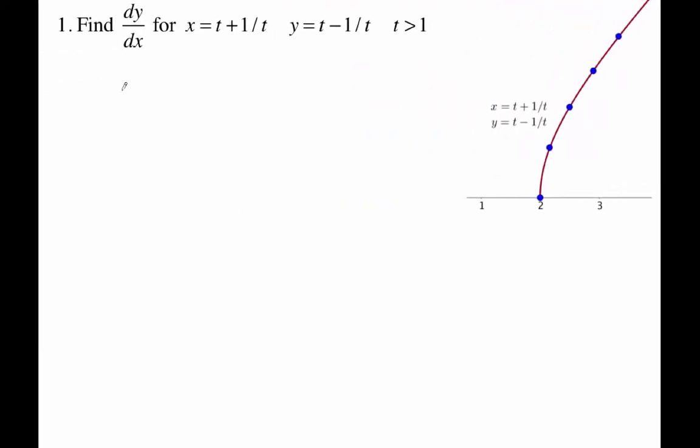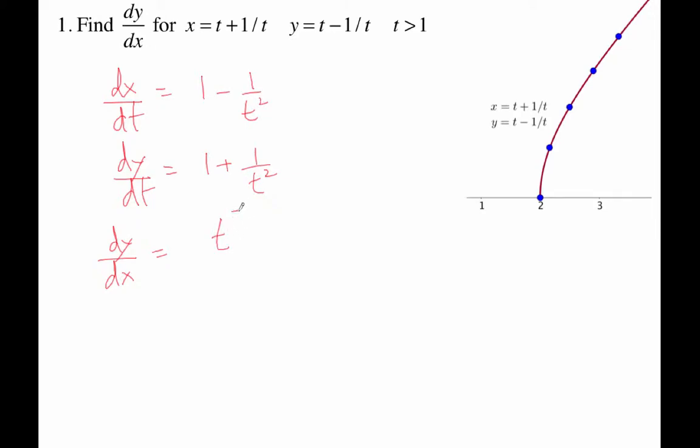We can use the formula that we just derived for finding the value of dy by dx for this hyperbola. As a first step, let's take dx by dt. Well, that's 1 minus 1 over t squared. And similarly, dy by dt, that's 1 plus 1 over t squared. And so obviously dy by dx, which is the ratio of the two, is 1 plus 1 over t squared divided by 1 minus 1 over t squared. And that gives us t squared plus 1 divided by t squared minus 1.